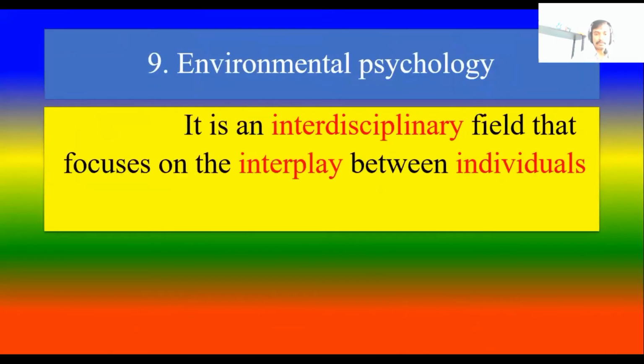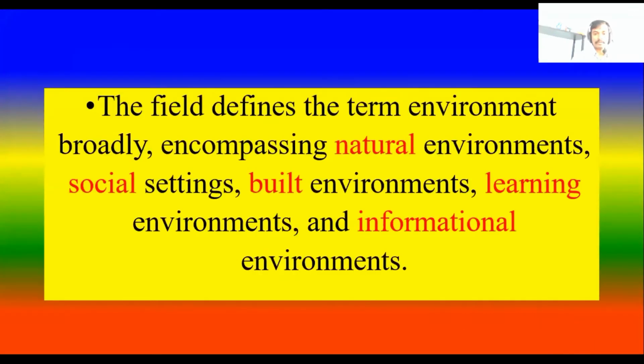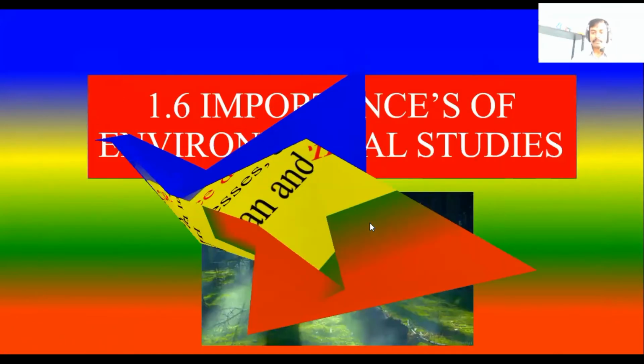Then environmental psychology, the interplay between individuals and their surroundings. Our mind depends on our surroundings. For example, if we have a good environment around us, including the physical environment, biological environment, and the best social environment, our mind becomes pleasant and we feel happy. So this is the study of these relations: natural environment, social and built environments, learning environments, informational environments. These are the concerns of environmental psychology. Science deals with mind and environment.